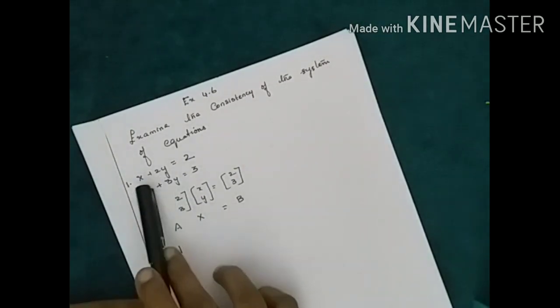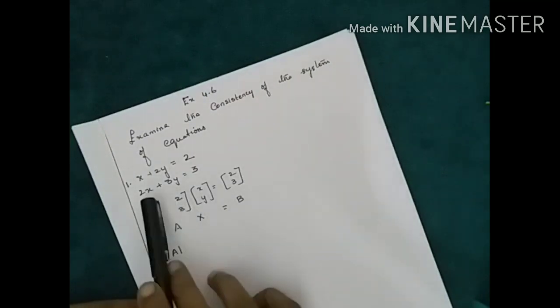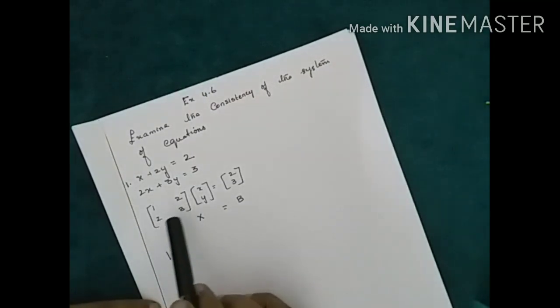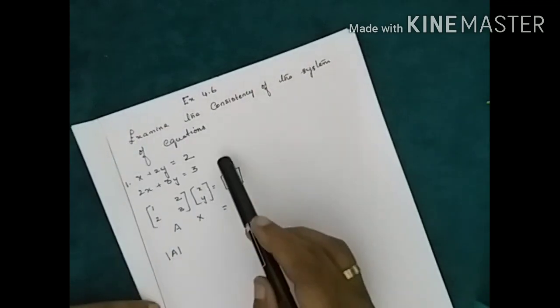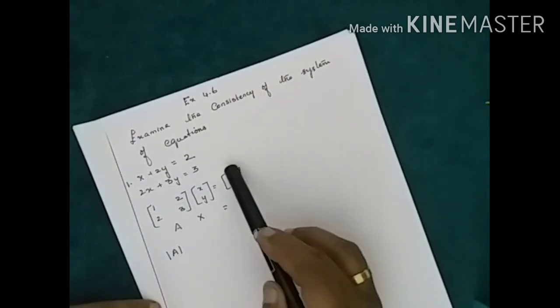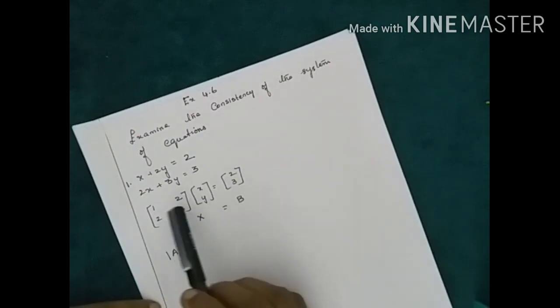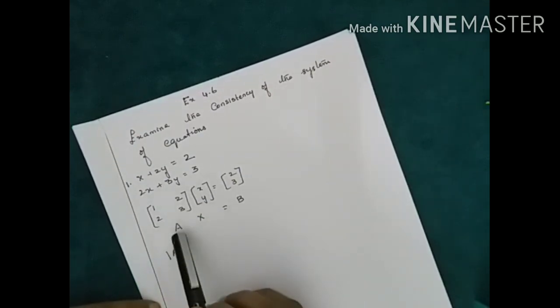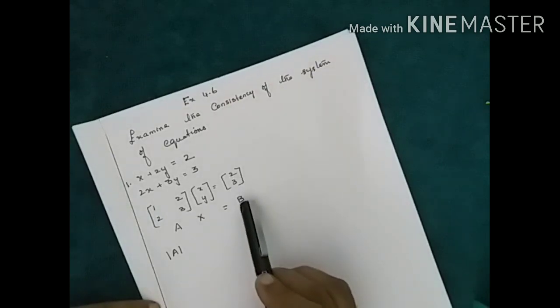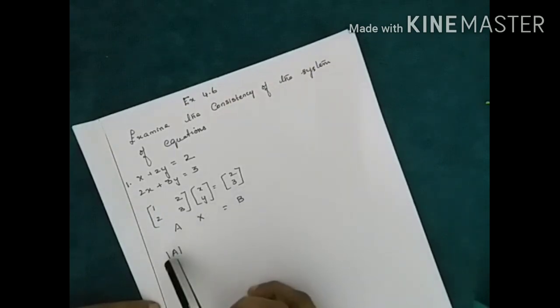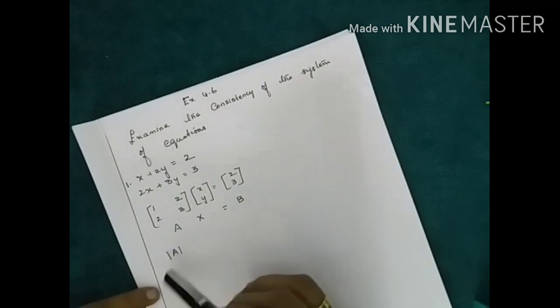So first let us write the coefficients of x and y, 1, 2, 2 and 3. Then the variables x, y. Then the constants 2, 3. We name this as matrix A, this as matrix X and this as matrix B. So we have to find the determinant of A.